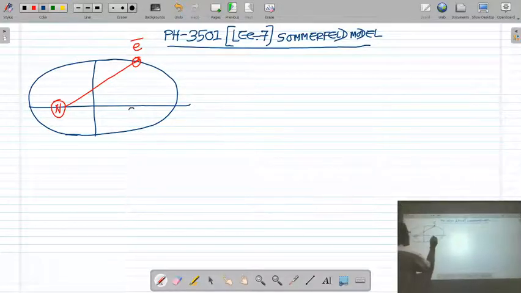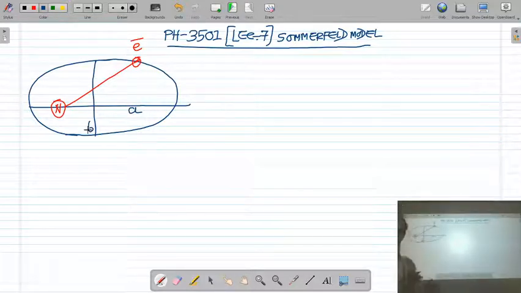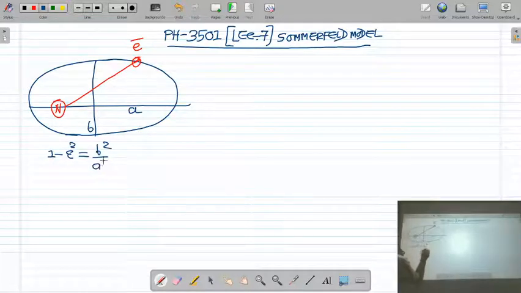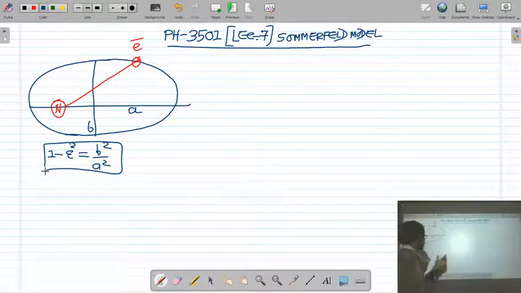a is the semi-major axis of the ellipse. b is the semi-minor axis of the ellipse. Epsilon is called the eccentricity of the ellipse, and the equation is this: 1 minus epsilon square is equal to b square upon a square. So this is the relation between semi-major axis, semi-minor axis of the ellipse, and eccentricity epsilon.